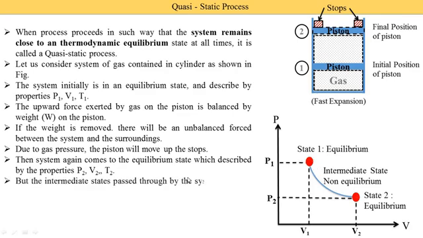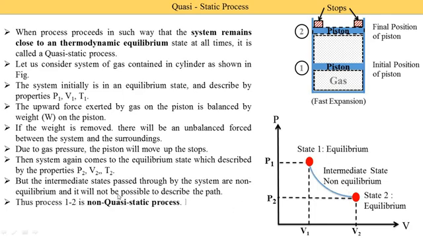But the intermediate states passed through by the system are not equilibrium, and it is not possible to describe the path. So we do not know the intermediate positions, and due to that we are not able to denote the proper path. But we draw this type of line. Thus process 1 to 2 is a non-quasi-static process, and it is represented by a blue line on a PV diagram. It is non-quasi-static because we do not know the intermediate states, and if we do not know them, we cannot say that at every state the system is in thermodynamic equilibrium.